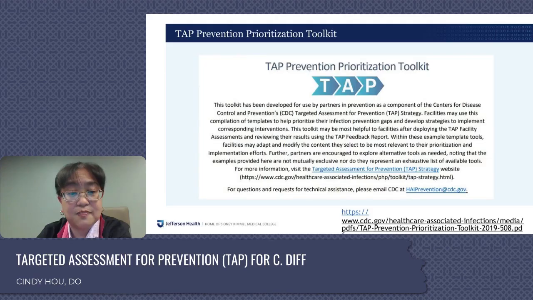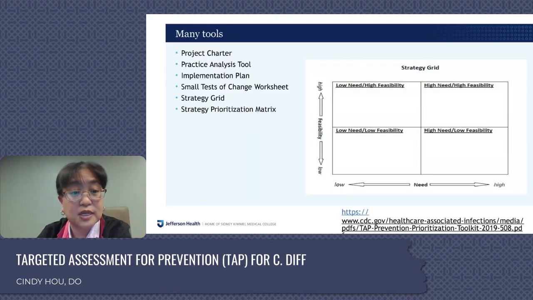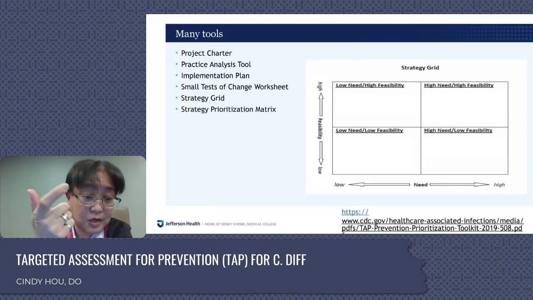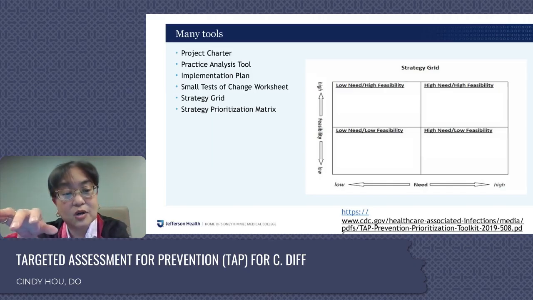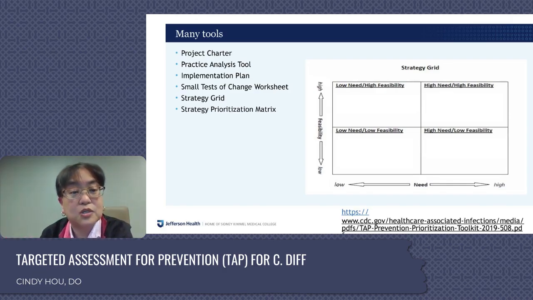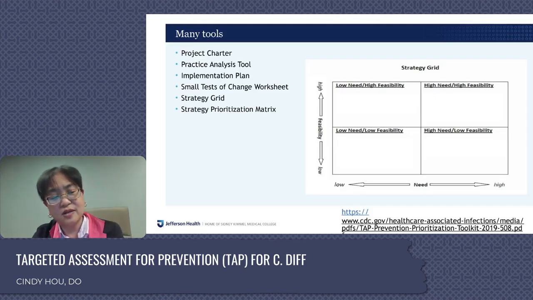And then last but not least, there's various toolkits. So for instance, it's very much engaged with quality improvement because now that you've had the opportunities, well, what are you going to do about that? Well, you're going to prioritize, such as in this matrix here, if it's low hanging fruit and it could be very feasible, well, that's a no-brainer that we should all be doing. So it provides items like a project charter, practice analysis tool, implementation plan, kind of PDSA cycle, small tests of change, the strategy grid, and more. And so it's really a very nice free package.